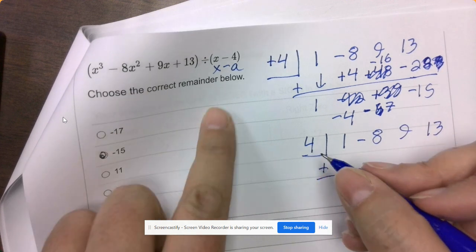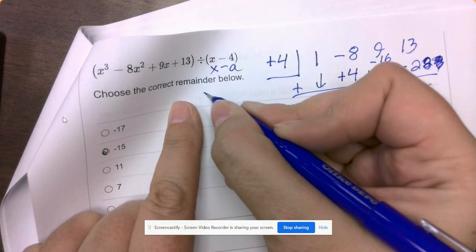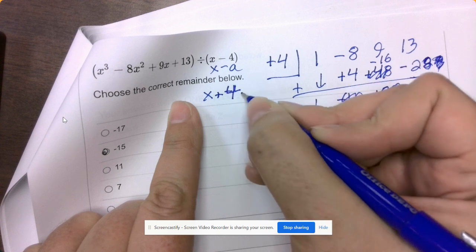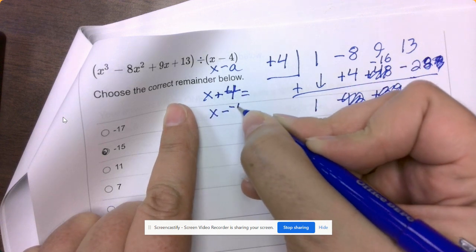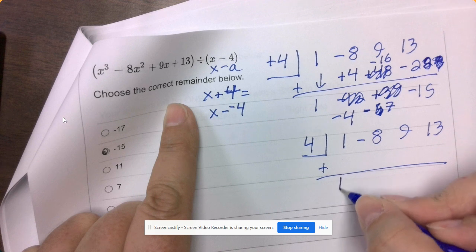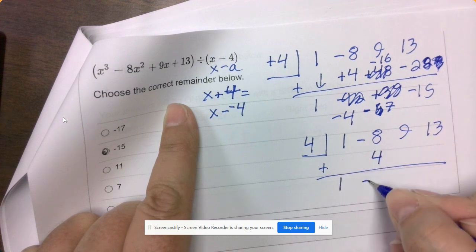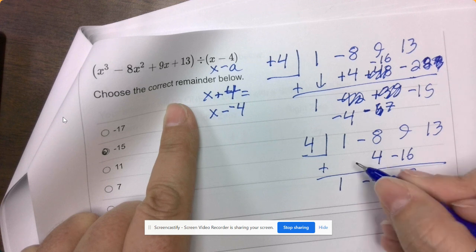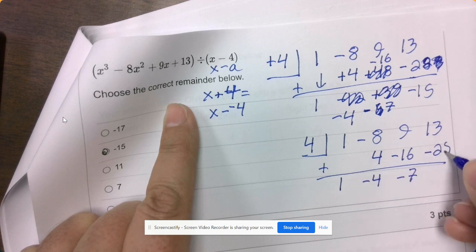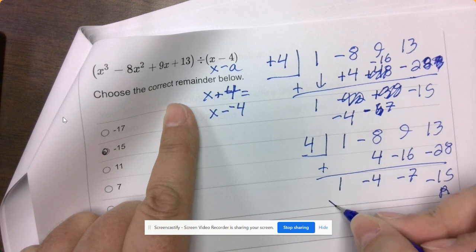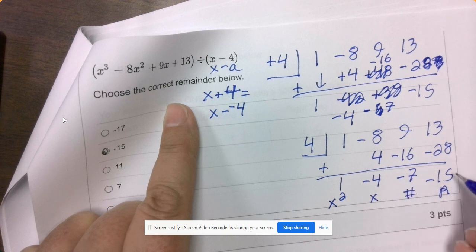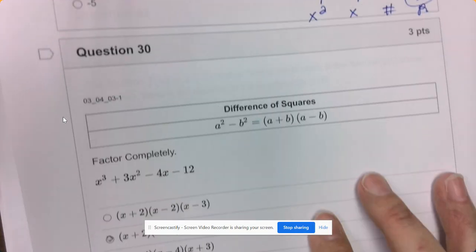So everybody, don't put negative. It would be negative if it would have been x plus 4, because that means it's x minus negative 4, like our h term. So 1, 4, negative 16, negative 7, negative 28, negative 15. So everybody, that means our remainder is negative 15.